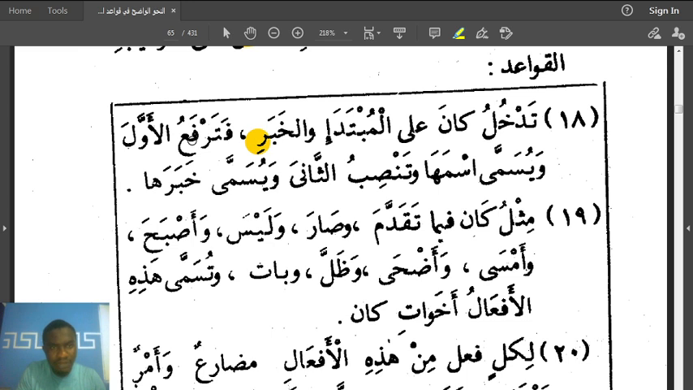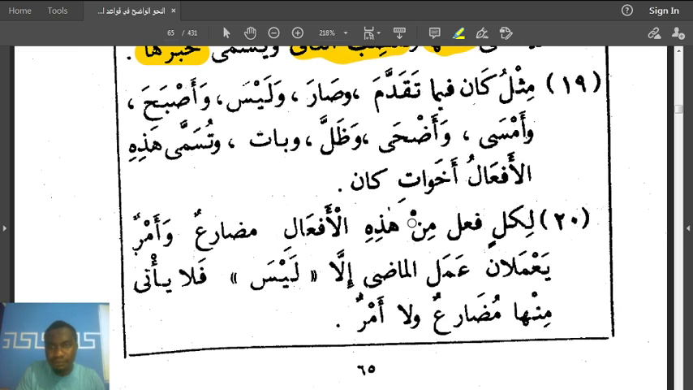Okay. When it joins, what does it do? ترفع الأول. It makes the first one مرفوع, ويسمى اسمها, and it is called اسم كان. وتنصب الثاني. It makes the second one منصوب, and it is called خبرها. That is خبر كان or خبر أصبح or خبر any of them. So you have اسم أصبح, خبر أصبح, like that, any of them.